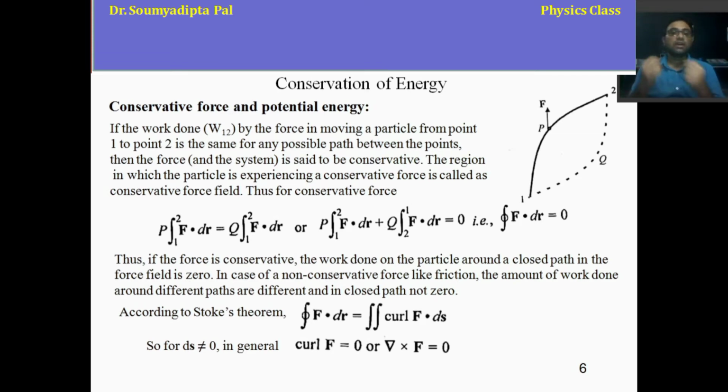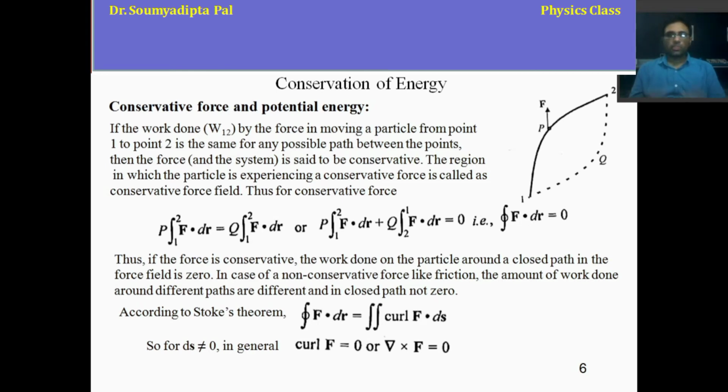Here the vector field is the force which we are applying at the tangent of this path, the P path and Q path. The curl of that force is another vector which is perpendicular to this plane.